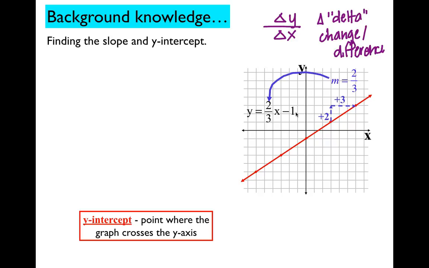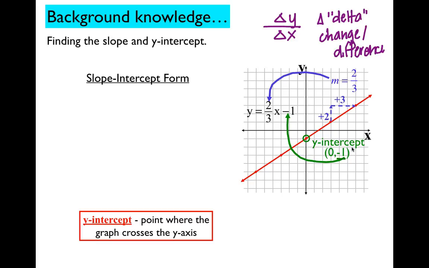Now, what about the y-intercept? The y-intercept is the point where the graph crosses the y-axis. That's going to occur right here. That's called the y-intercept, and it occurs at (0, -1). Now, if you look very carefully, this -1 can be found in your equation here.